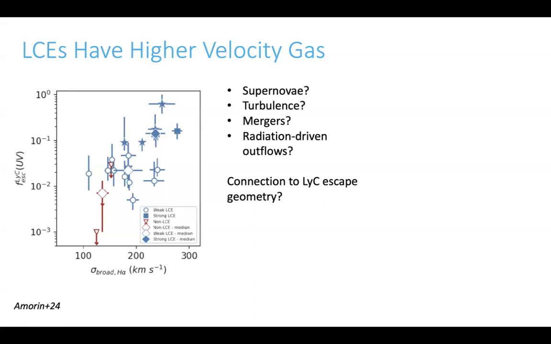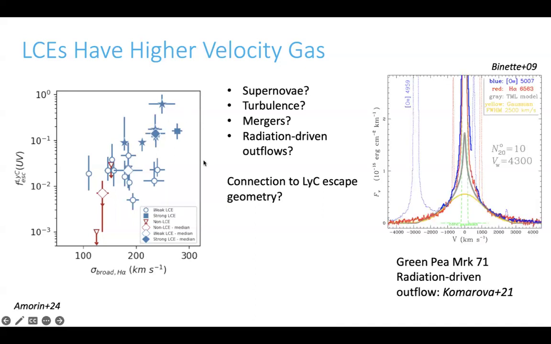And the outflows, if they are outflows, don't even have to be driven by supernovae. They could be driven by radiation. This is something that has been seen for green pea-like galaxies before. I'm showing here the emission line profile for a very nearby green pea galaxy, Markarian 71. And it has these power law shaped wings to it that are characteristic of outflows being driven by radiation. So we don't know exactly which feedback mechanism is driving the Lyman continuum escape in these objects, just that something associated with high velocities seems to be at work.